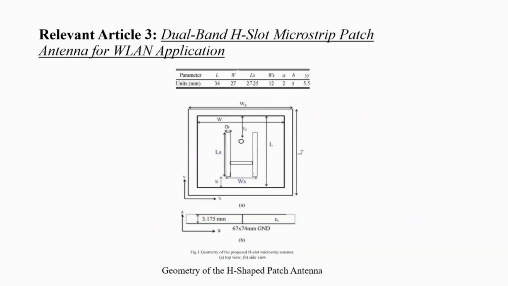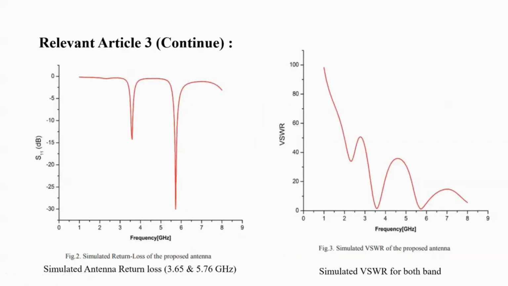And the third relevant article is titled Dual Band H Slot Microstrip Patch Antenna for Wireless Local Area Network Application. Also, it is a microstrip patch antenna with a dual band H slot. Okay, the first parameter here, you can see the geometry of the H-shaped patch antenna. Okay, these are the parameters and units. The H-shaped slot here, you can see in the middle, and has the calculated parameters here. And the second parameter, we will see the simulated antenna return loss and also the VSWR on the right side. For both bands, you can see the figures here on the left side.